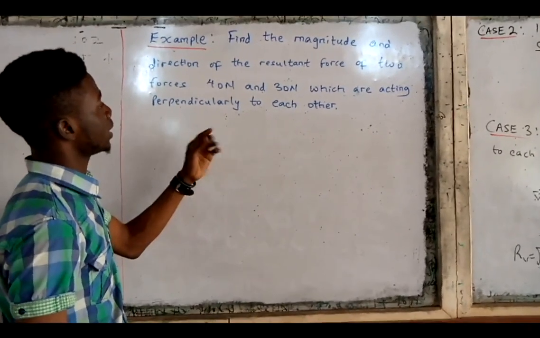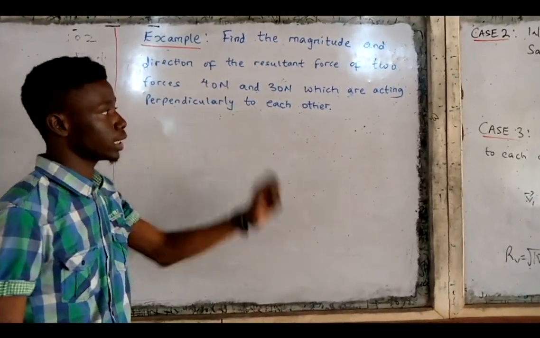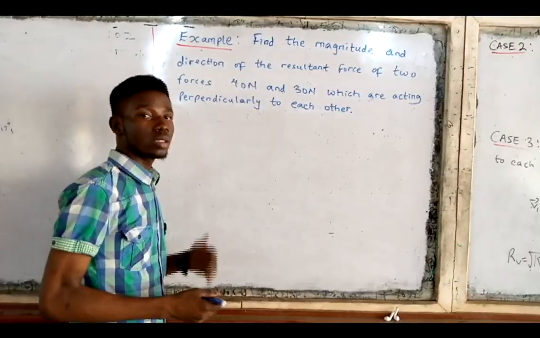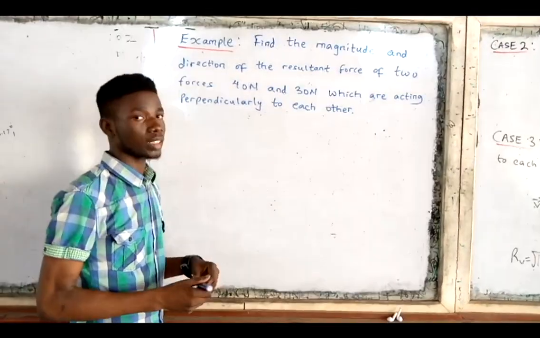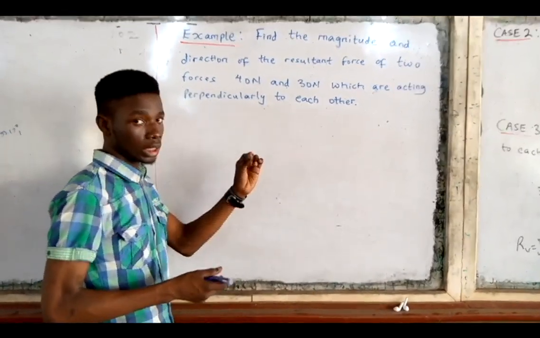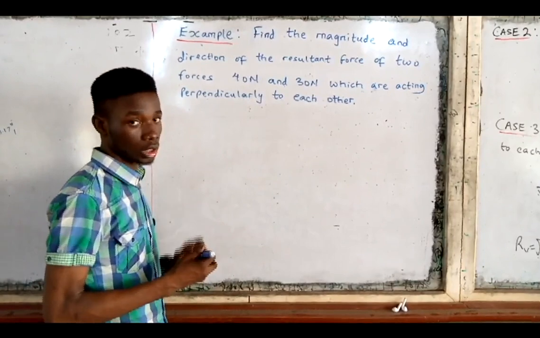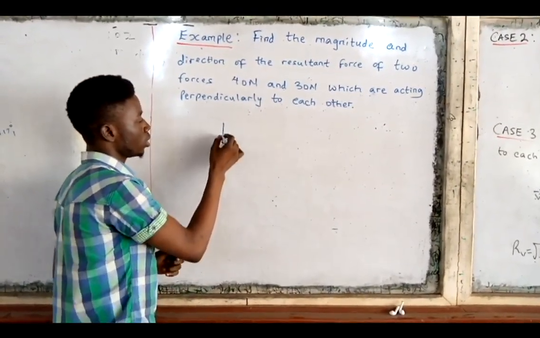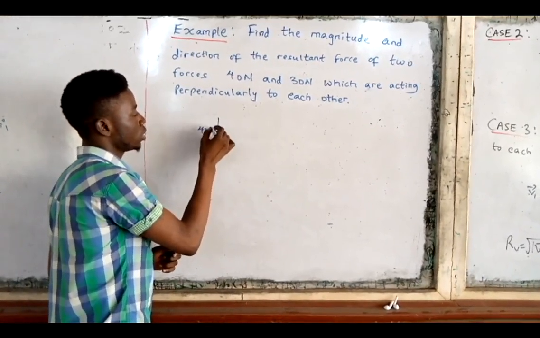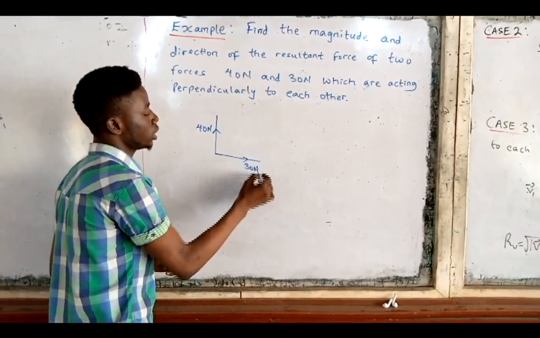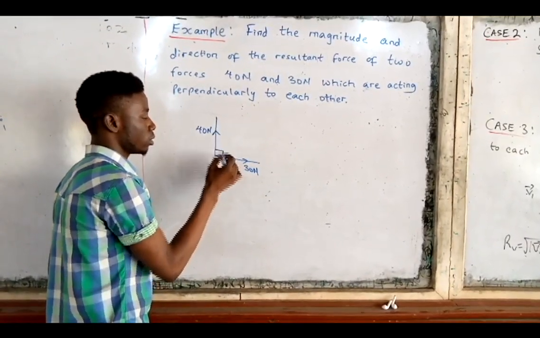It is said that the forces, 40 Newton and 30 Newton, are acting perpendicular to each other. Now, let us sketch that. Since it has been said that 40 Newton and 30 Newton are acting perpendicular to each other, then this implies that we can have the 40 Newton acting this way and the 30 Newton acting this way, and the perpendicularity.